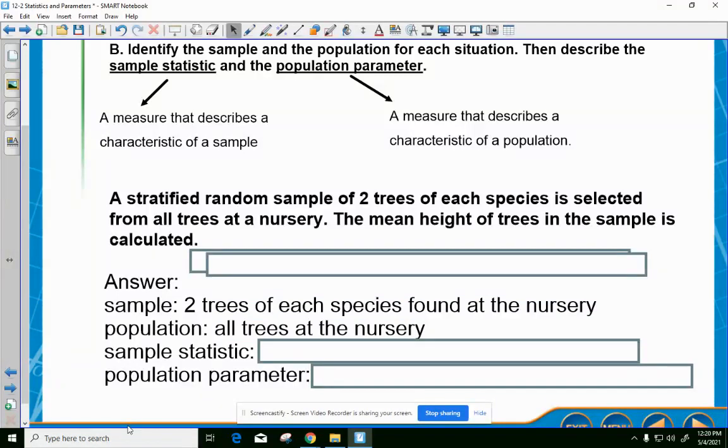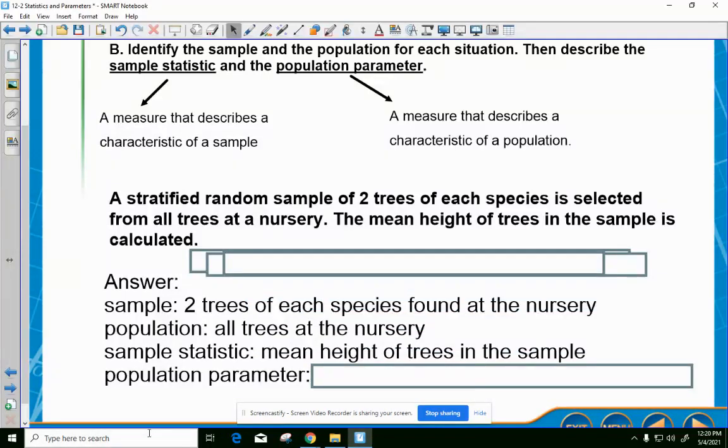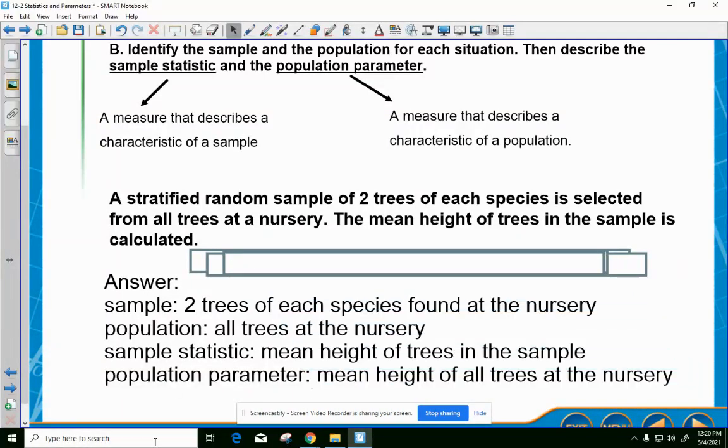Now, if I can answer those 2 questions, I should be able to answer the other 2. What is the sample statistic used here? The mean height, absolutely, of the trees in those samples, which would be the 2 of every one. And the population parameter would be the mean height of all the trees at the nursery.